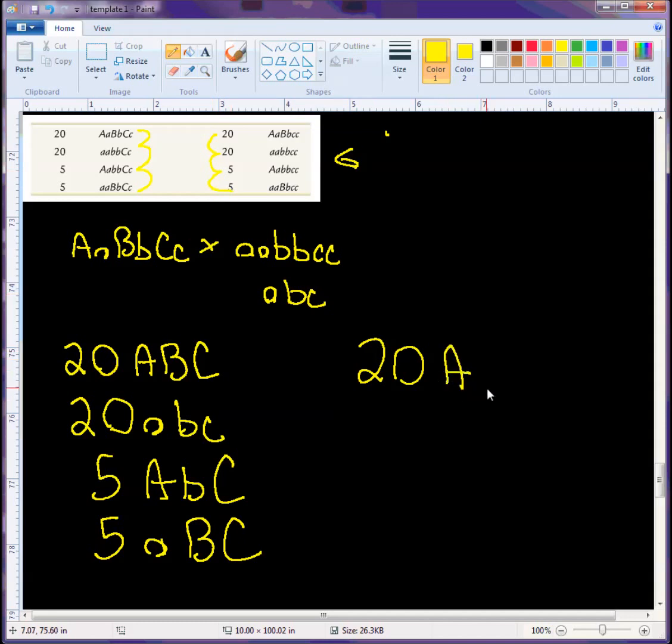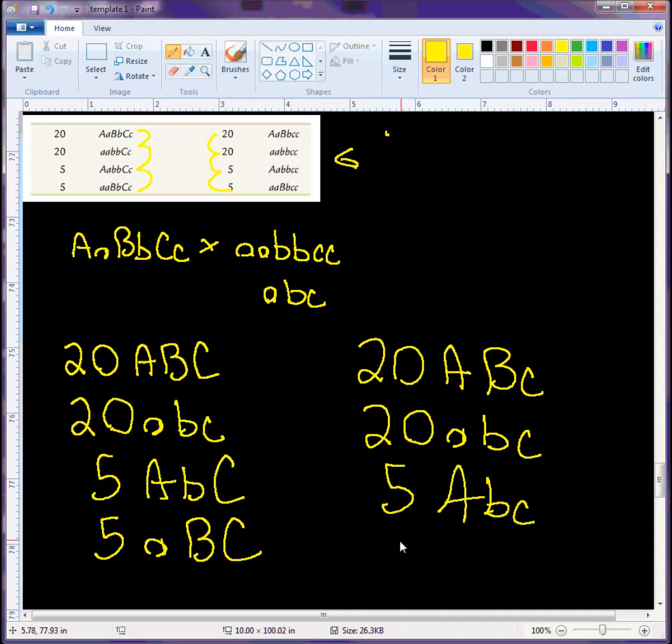20 big A, big B, little c, 20 little a, little b, little c, 5 big A, little b, little c, 5 little a, big B, little c. Okay, so these are the gametes that are coming from the heterozygous parent. And let's see, do we see any patterns here?